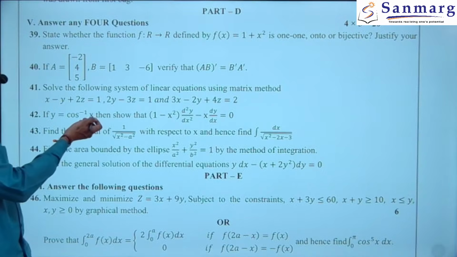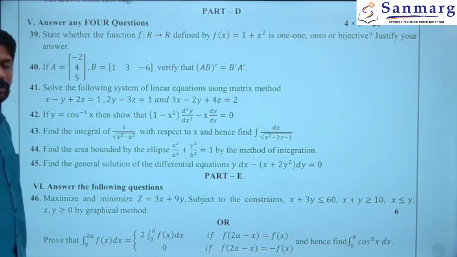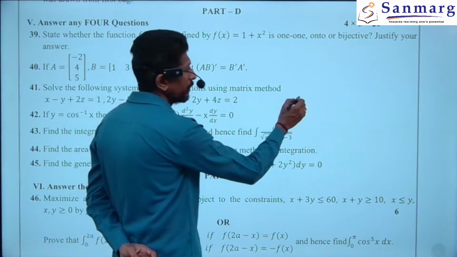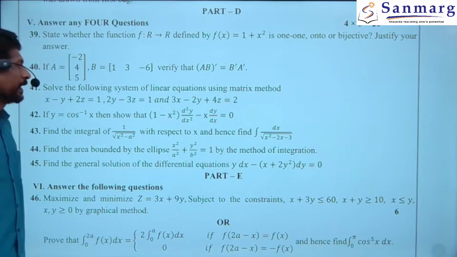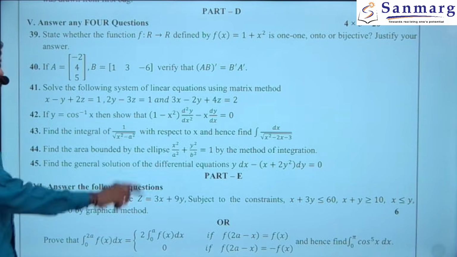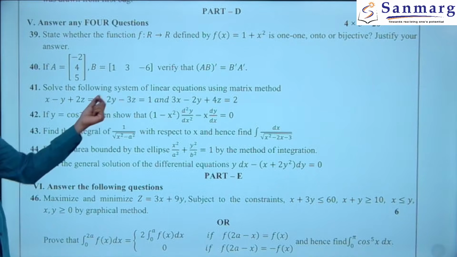So first you have to write the linear equations in matrix form, then you can find the A inverse. If you find the A inverse, then A inverse into B is nothing but the X matrix. In the X matrix you will get the x, y, z variable values. Okay, that is a fixed question here.